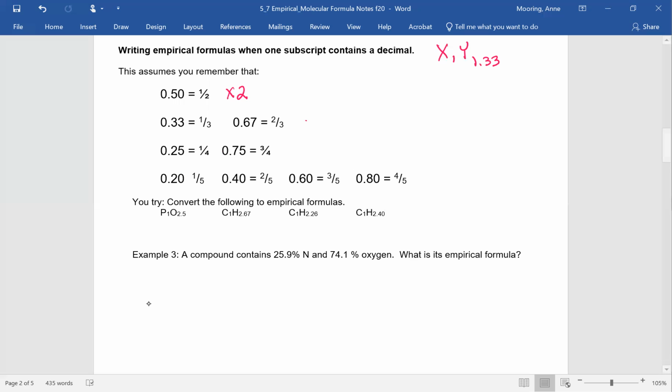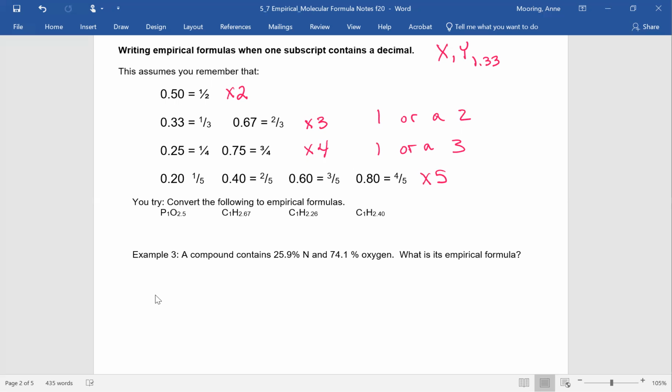If we multiply these numbers through by 3, we will get either a 1 or a 2. And then you should also remember that 0.25 and 0.75 mean 1/4 or 3/4. So these you would multiply through by a 4 to get either a 1 or a 3. And then the last one is 0.2, 0.4, 0.6, and 0.8 are actually all represent either 1/5, 2/5, 3/5, or 4/5. So in this case, you would multiply through by 5.